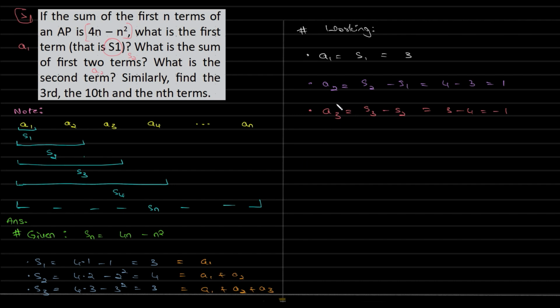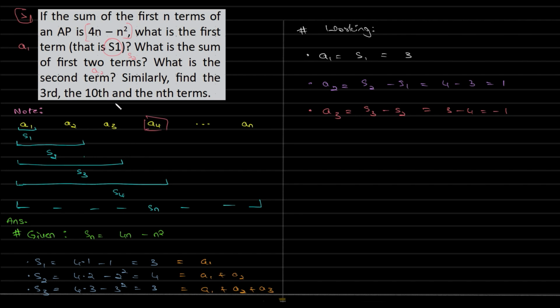So you got it, right? If you want to find a particular term, just subtract the sum till the previous term from the sum till that term. If you think logically, it makes sense. Because S3 is S2 plus A3. S4 is S3 plus A4. So if I subtract these two, I'll get A4 back. I hope you understood the logic.